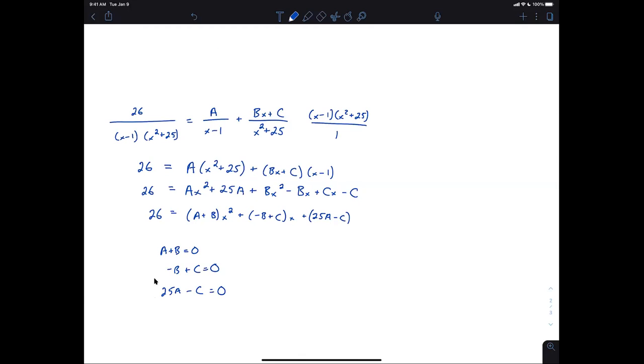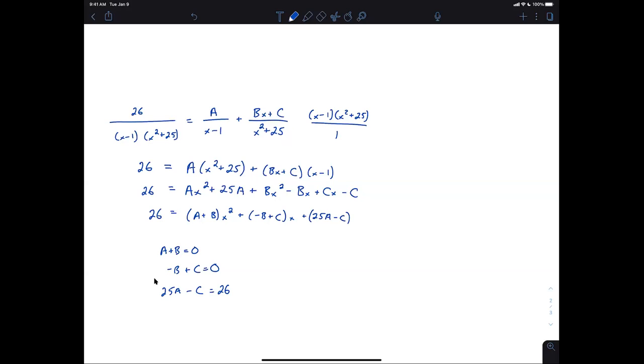Shouldn't 25a minus c equal 26? Yes, not 0. Thank you. So please don't randomly change things. That should for sure be 26. The others should for sure be 0 because there's no constant there. But 25a minus c should be 26. That makes sense. Thanks.